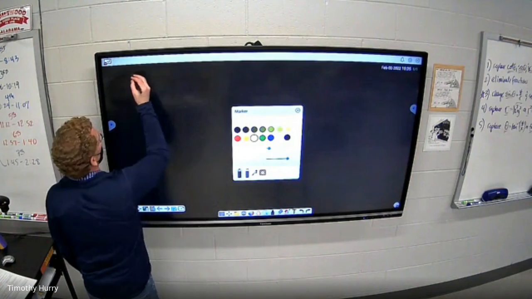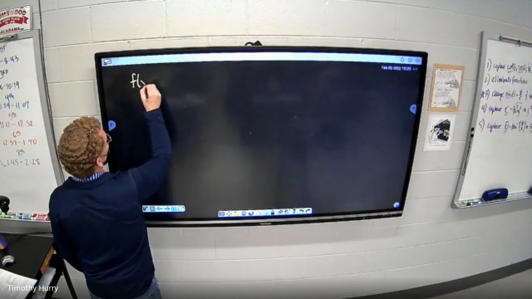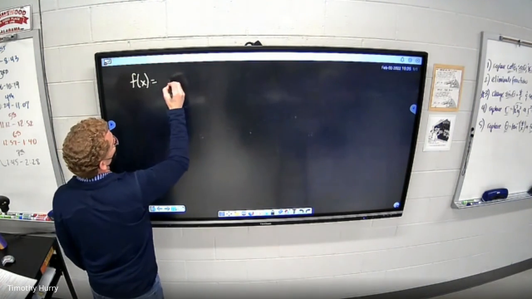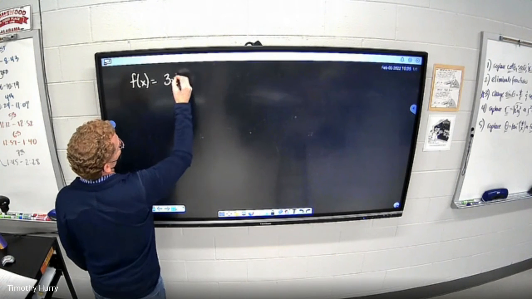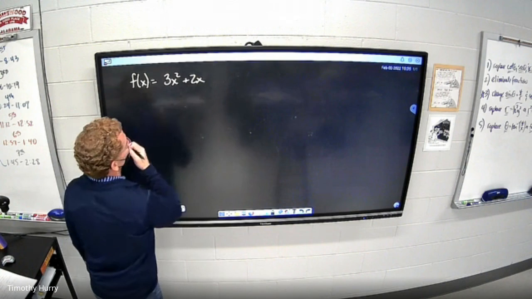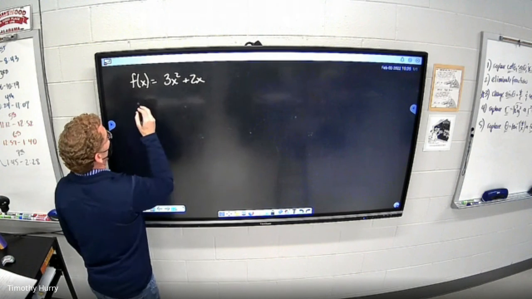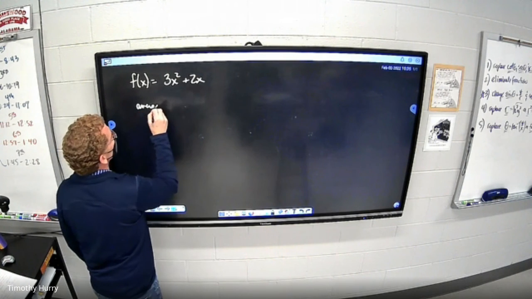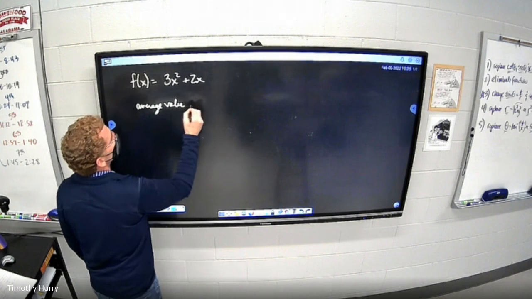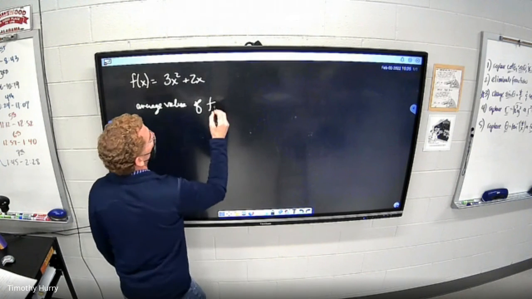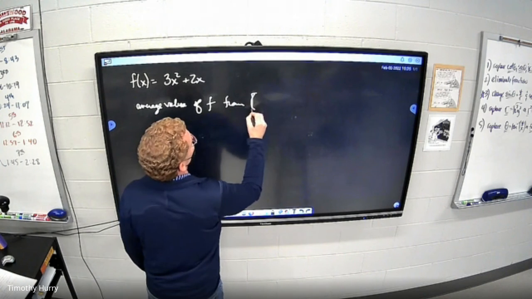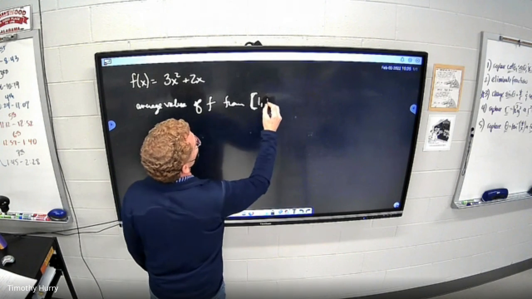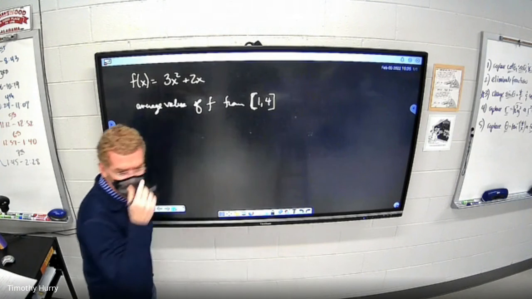Okay, so f of x equals, we'll make it easy, 3x squared plus 2x. All right. I want the average value of f on the interval from 1 to 4. What is the average value of f?